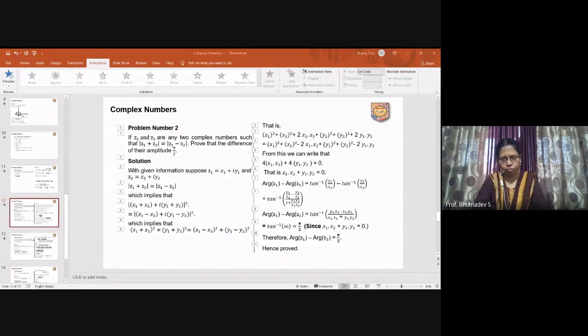So this is all about your introductory part of complex numbers.